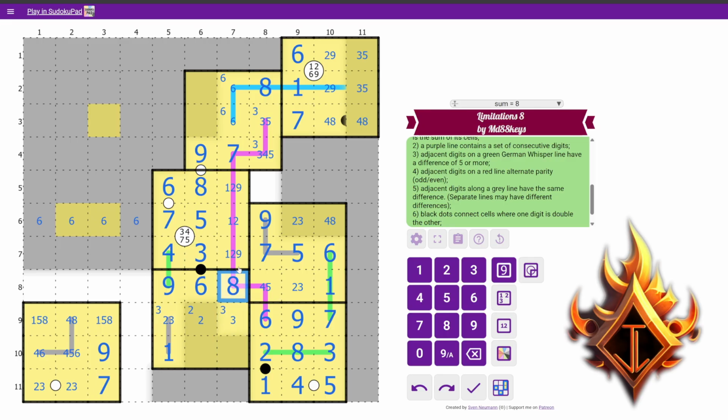8. 4. 4 can be up there or right there. 5. 5 could be 5 down here. It's in a lot of places. 6. This is at least 14.